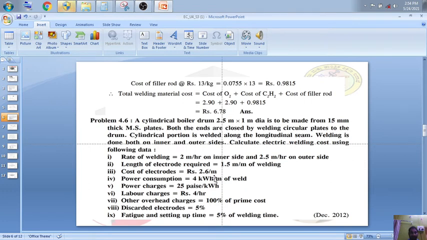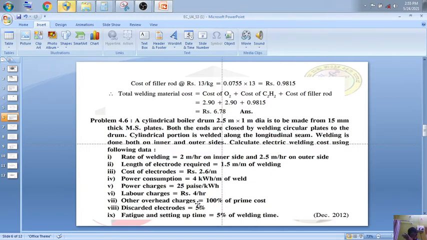It is given lengthwise, so there is no need to calculate the weight of the electrode, because it is given in terms of meter. So the meters of electrode required multiplied by 2.6 will give you the cost of electrode. Power consumption is 4 kilowatt hour per meter of weld. That means if you weld 1 meter, we require 4 kilowatt hour of power. Power charges are 25 paise per kilowatt hour. So if you use 1 kilowatt hour, you need to pay 25 paise.